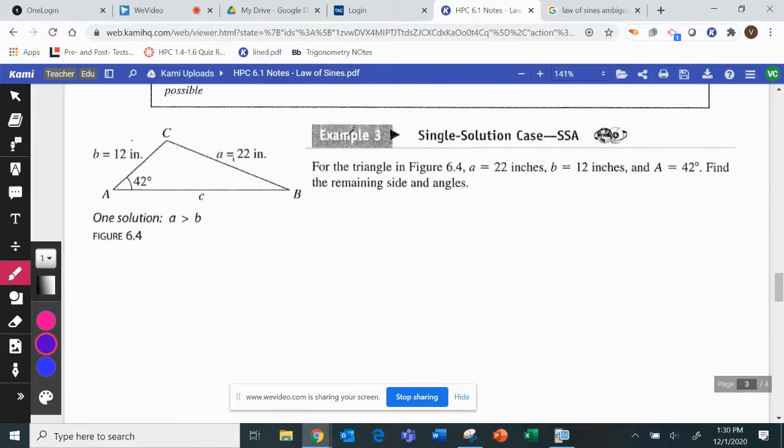We look at this triangle and we say, all right, I've got an angle and I have the side across from it, and then I have the side next to it. I've got the ambiguous case. So I need to start looking at my side A and my side B. I also have to determine that A is acute. So A is acute.